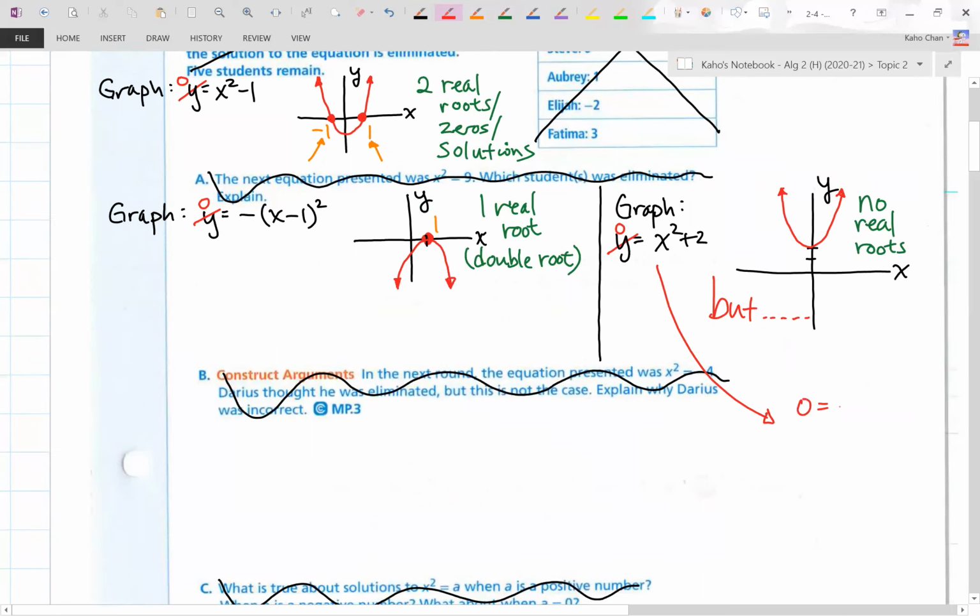0 equals x squared plus 2. If you try to move the 2 to the other side and solve it by square rooting, the problem is trying to square root a negative is problematic in the real world. Make sense? So trying to square root a negative number is, uh-oh, womp, womp. This is considered to be illegal in the real world.